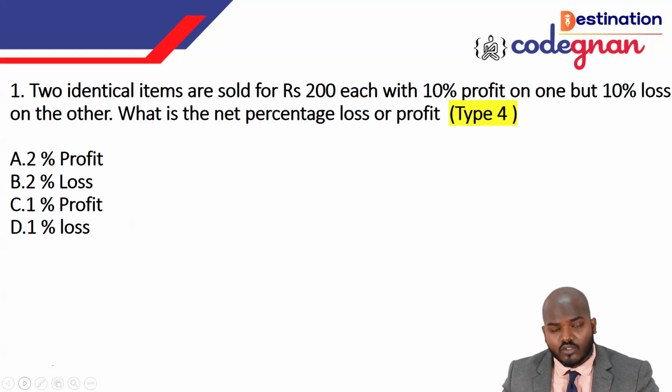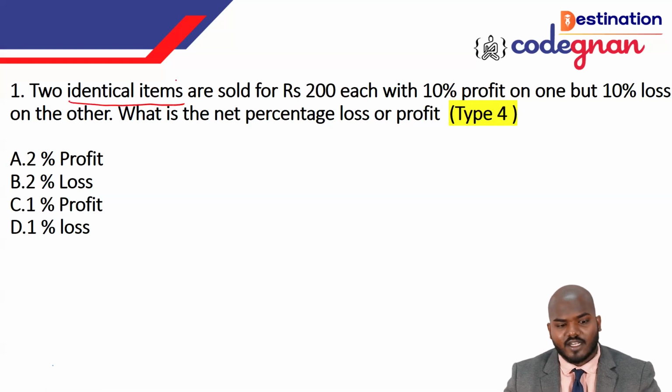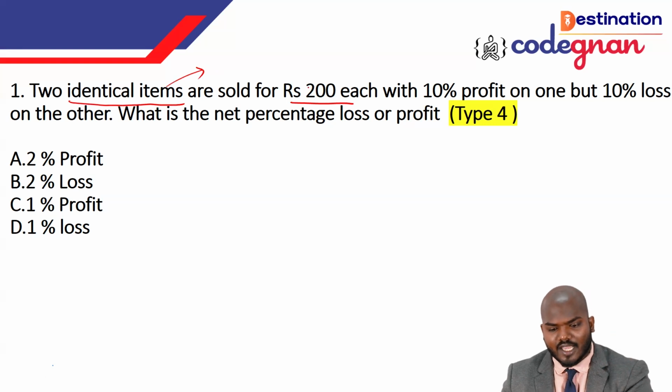So first, there are 2 identical items. What does identical item mean? Identical item means similar. Okay, a similar item is sold for 200 each. So each product is selling for 200 rupees each, with a 10% profit on one thing, but 10% loss on the other. So what is the net profit or loss you're getting here?